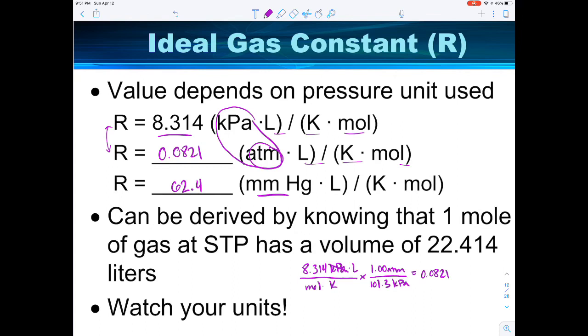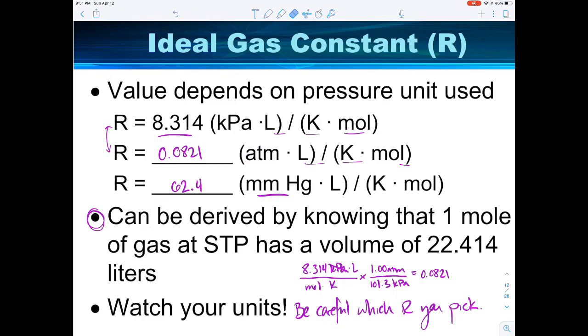Okay, and this point here is what we did on the previous slide. So the most important thing with R is you want to always be careful which R you pick when you're doing calculations, because it needs to match the pressure units that you use. So if you're going to plug in a pressure of 1 atmosphere, you don't want to use 62.4 because that corresponds to millimeters of mercury, so you have to be careful of that.